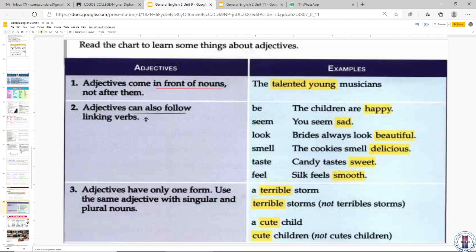But they can also follow linking verbs, such as the verb be. The children are happy. Here's be, the verb be right here. Linking verbs like seem, look, smell, taste, feel. All right, so feel, this is key. Because when we talk about feelings, you say, I feel sad, I feel happy. So this is why, even though most of the time adjectives go in front of the nouns, you can say how you feel after the linking verb, because feel is a linking verb.